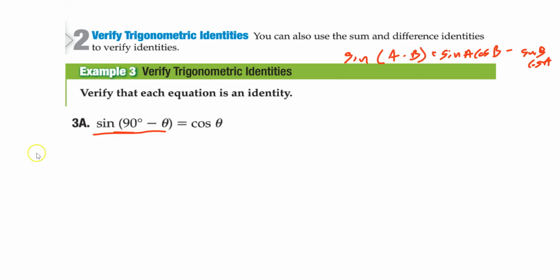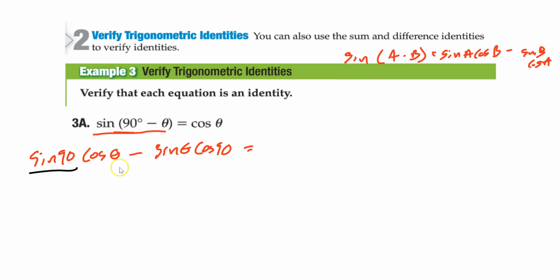So I'm going to do that here. I'm going to do sine 90, cosine theta, keep the sign, and then we switch it: sine theta, cosine 90. Now when I'm trying to verify anything, remember, you have to work on one side at a time. You can't add over or anything like that. So I'm working on this side first. So I get here.